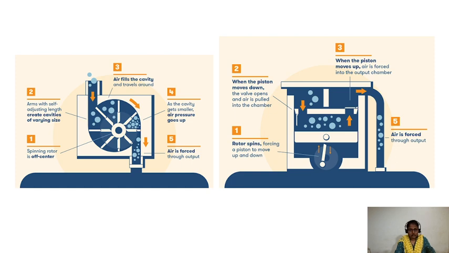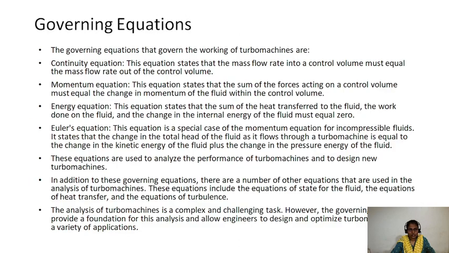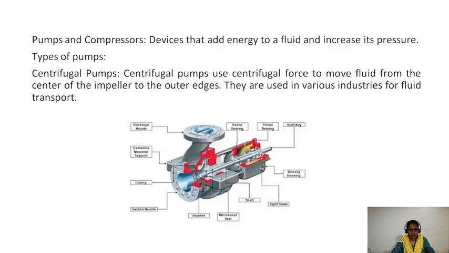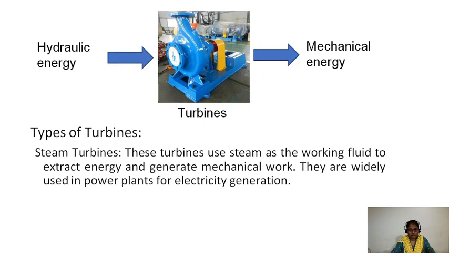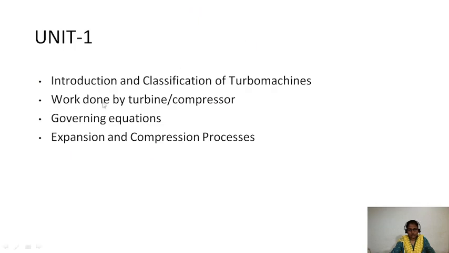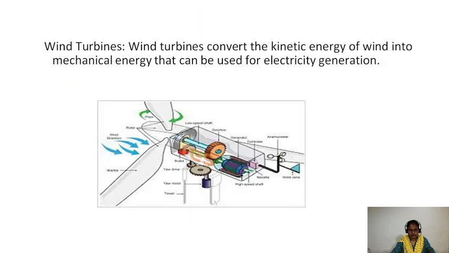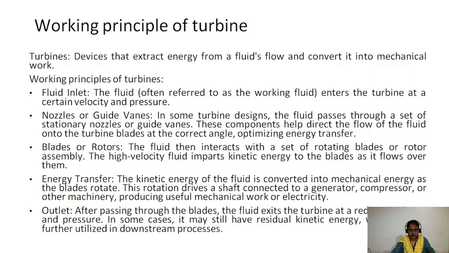Now these are the working principles of compressors which we discussed briefly. Basically we covered what is in Unit 1 in a very brief manner. Again, let's revise. Unit 1 covers introduction and classification of turbo machines, what are their types, then work done by turbines and compressors, and governing equations. Finally, we have to see how expansion and compression processes are happening. For that, we have to see what is the expansion process and what is the compression process.